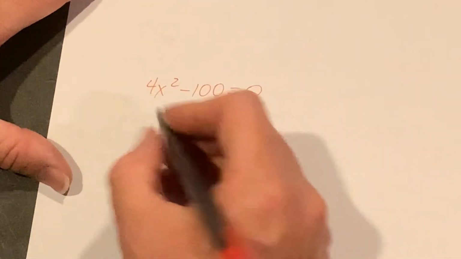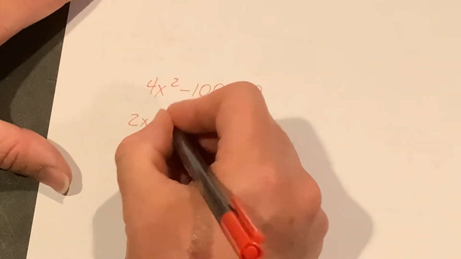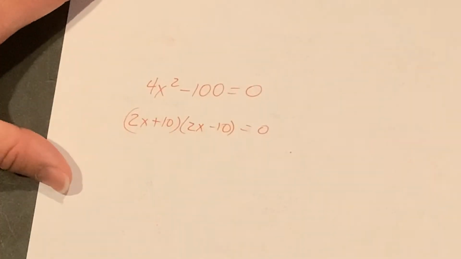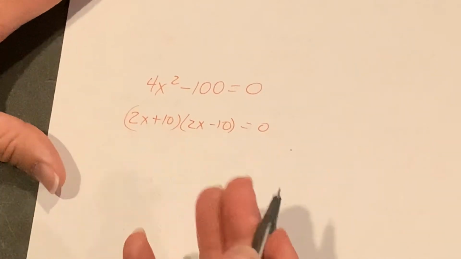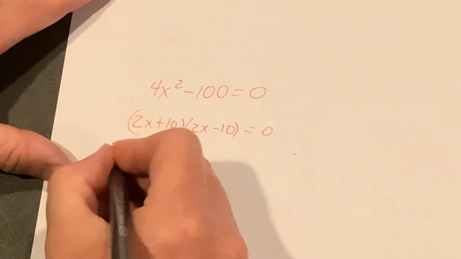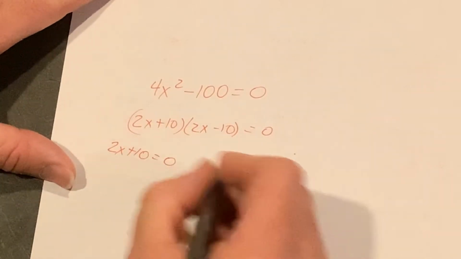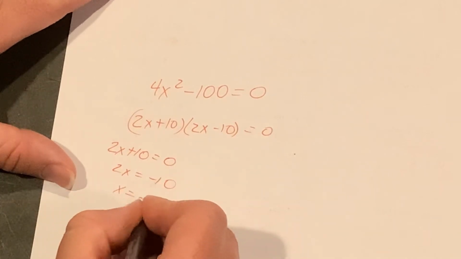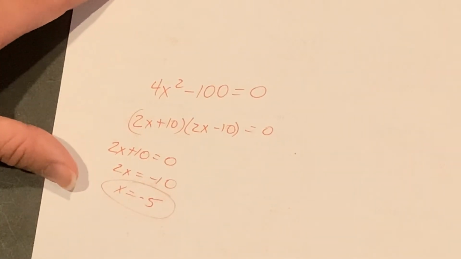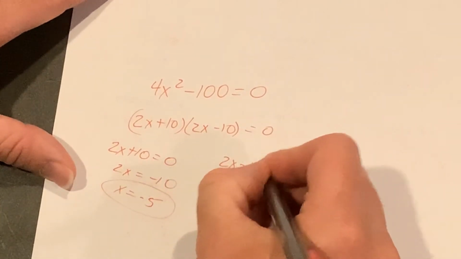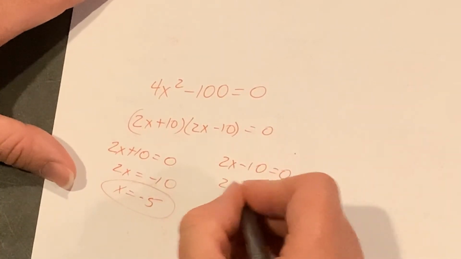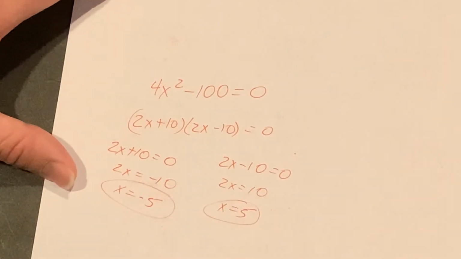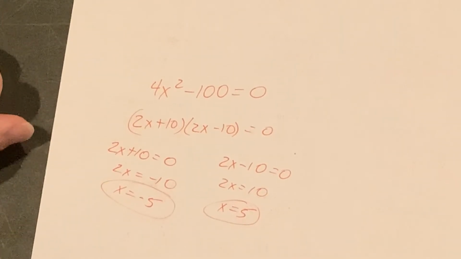So let's factor this. That's going to give me 2x plus 10 times 2x minus 10. I don't know where I got those 5's from. Okay, this is going to be better. Again, we can't just look at it and say what the answers are. So we're going to say 2x plus 10 equals 0. Subtract 10, that gives me 2x equals negative 10. Divide by 2, I get x equals negative 5. That's better. Okay, on the other side, 2x minus 10 equals 0. Add 10, I get 2x equals 10. Divide by 2, I get x equals 5. Okay, so that's how you solve that one by factoring.